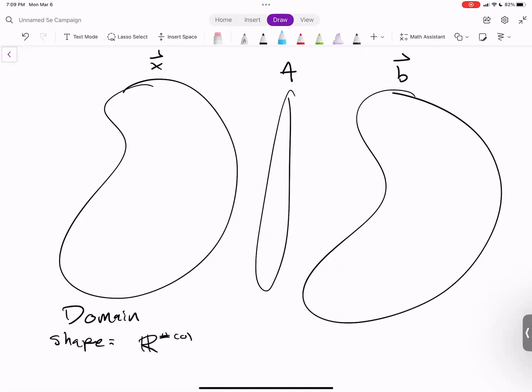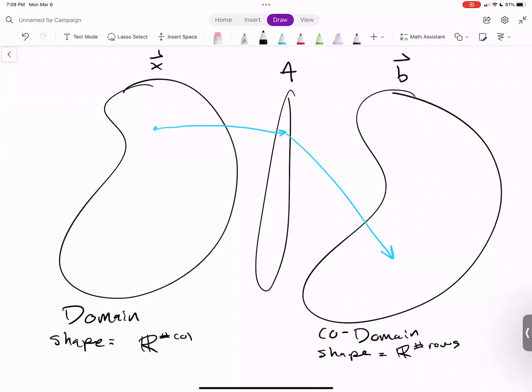And what's going to happen is we're going to take each point in x and shoot it through A. What A is, is essentially a transformation. It's what I'm doing in my transformation. You can also call this your T of x. It's the same thing. So we're going to go through A and it's going to reflect us somewhere and we're going to hit some place in our codomain. And this one's shape is equal to R to the number of rows.